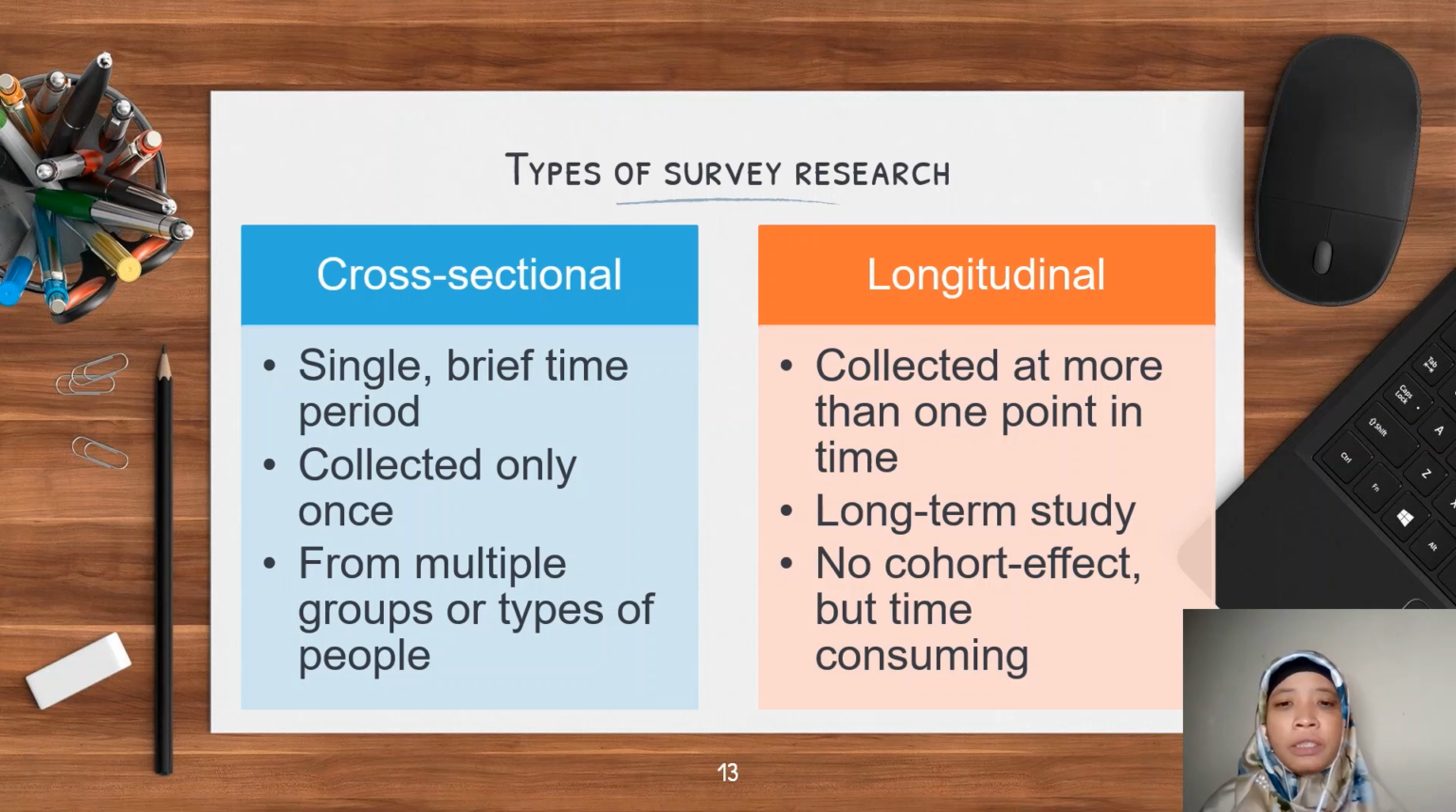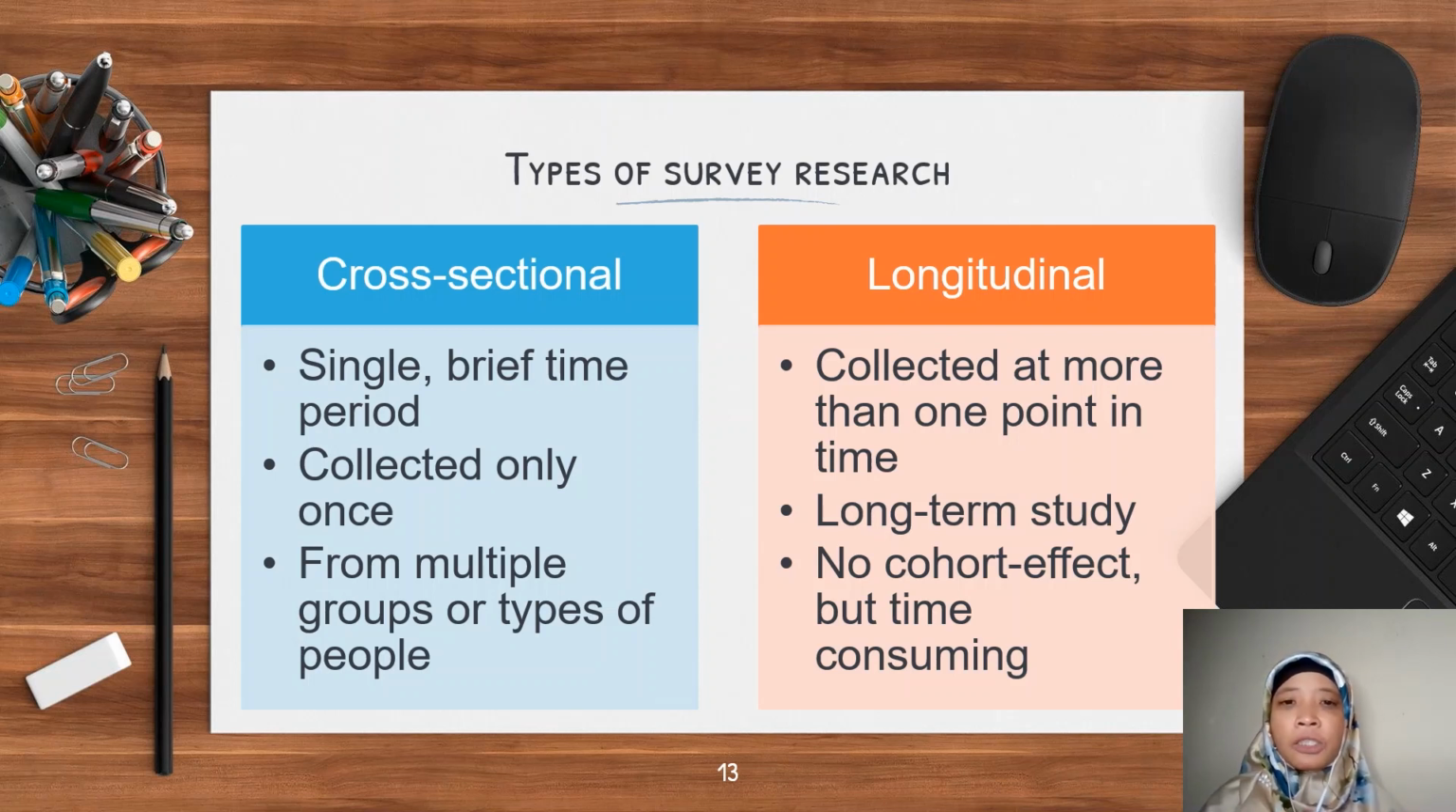For the longitudinal, there's no cohort effect, because you're collecting data with that same group of participants, but you're following them across the lifespan. So you might start the data collection when they were in elementary school, and then you collect data again when they were in high school, and so on. So what is cohort effect? Cohort effect is the generational effect.